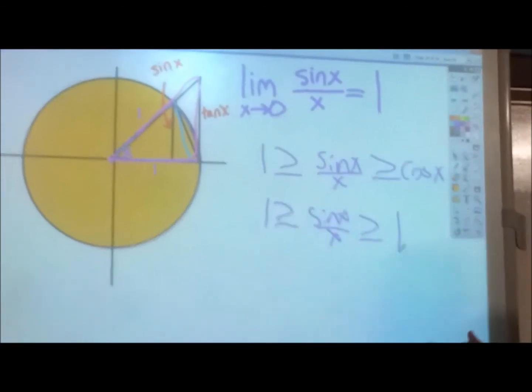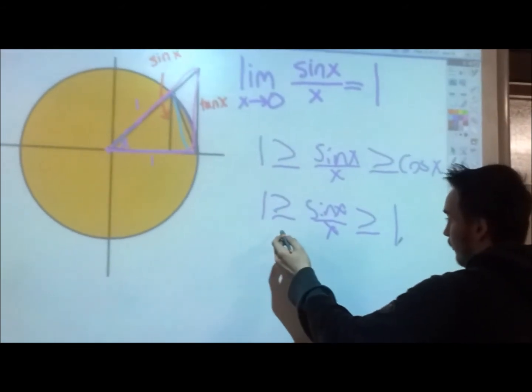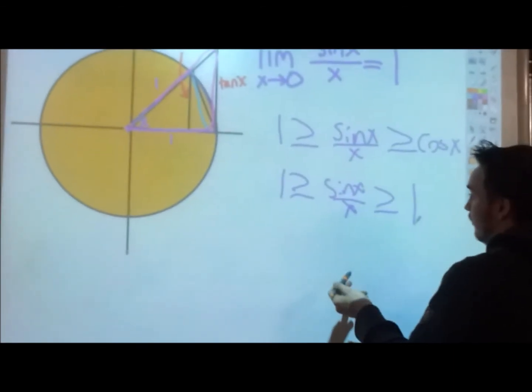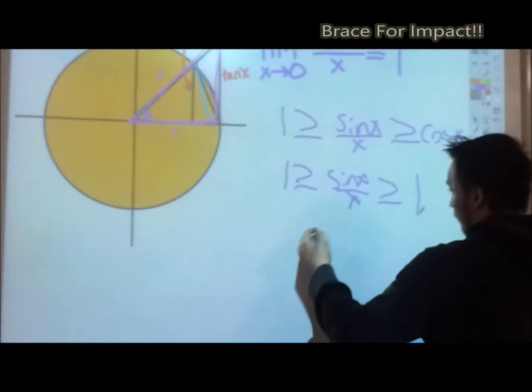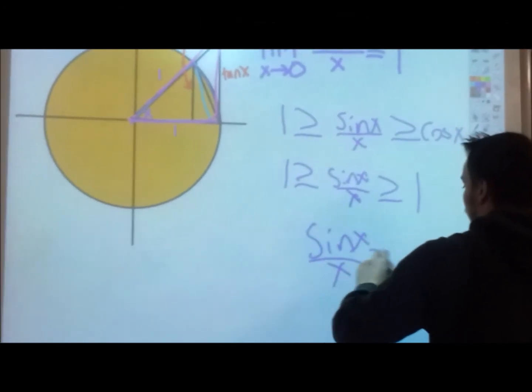And now this is where we get to apply the squeeze theorem. If 1 is greater than or equal to sine x over x, while at the same time it's less than or equal to 1, then sine x over x equals 1.